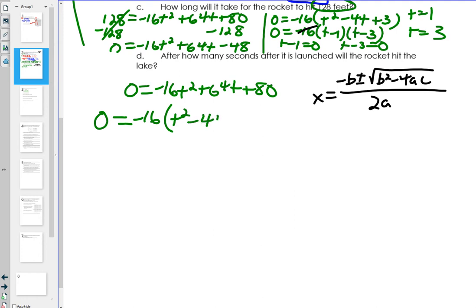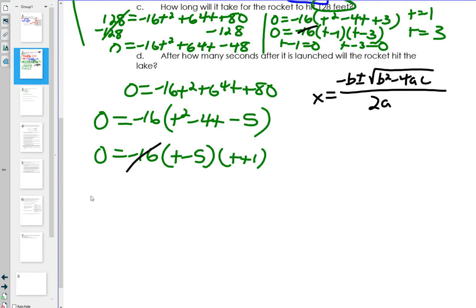T squared minus 4t minus 5. Can you think of two numbers that multiply to give you negative 5 and add up to negative 4? Negative 5 and positive 4. So 0 equals 16, t minus 5, t plus 1. This negative 16 is irrelevant. It doesn't do anything. It doesn't have a variable. But t minus 5 can be 0, and t plus 1 can be 0. So the time equals 5, or the time equals negative 1.